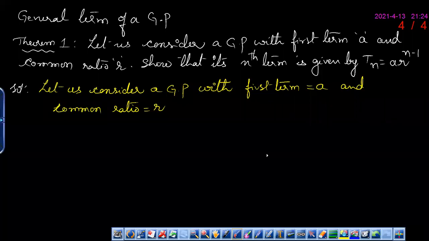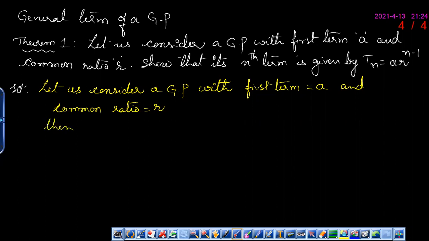So let us prove that the nth term is A into R to the power n minus 1. Let us consider a geometric progression with the first term as A and the common ratio as R. We need to show that its nth term is given by Tn is equal to AR to the power n minus 1.